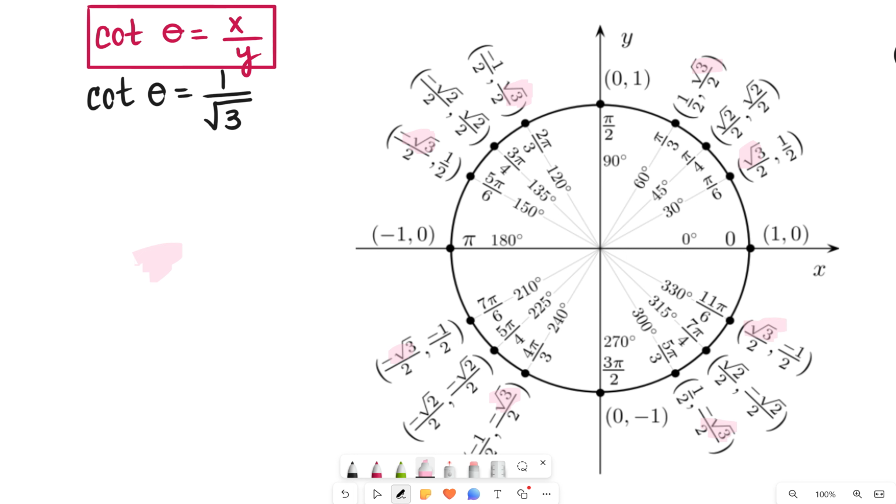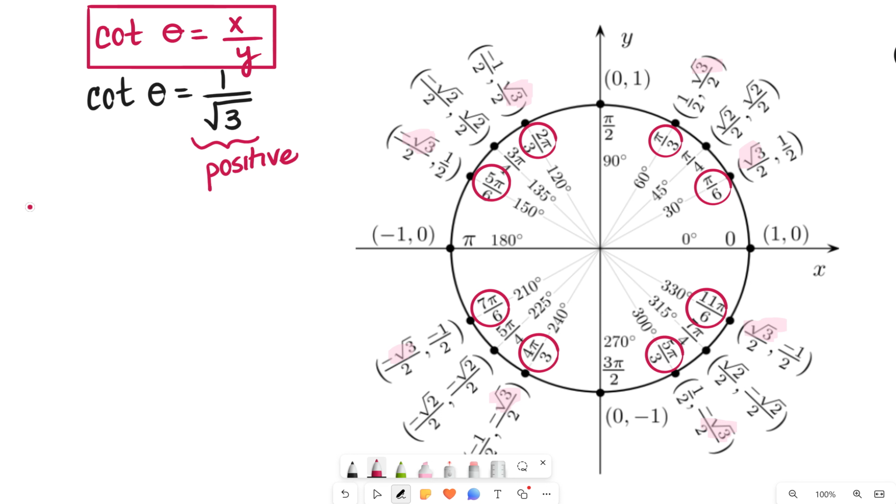So what that means is that our angle choices have been reduced to pi over 6, pi over 3, 2 pi over 3, 5 pi over 6, and so forth, because those are the only ones that have square root of 3. Now, the next thing I want to do is notice that my cotangent is a positive value.